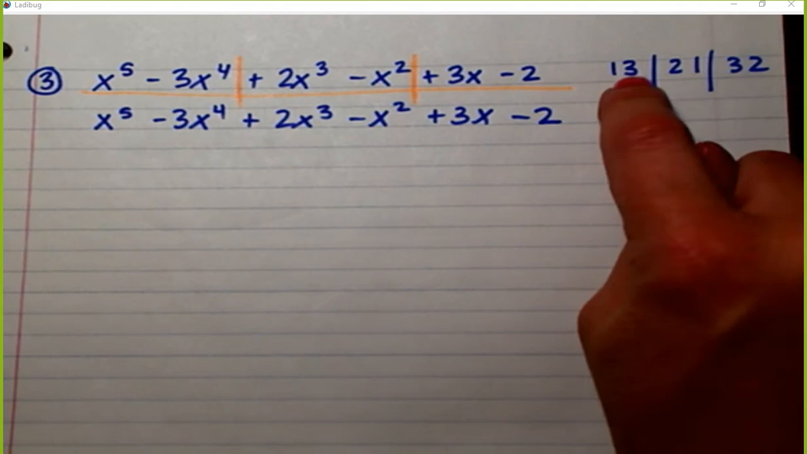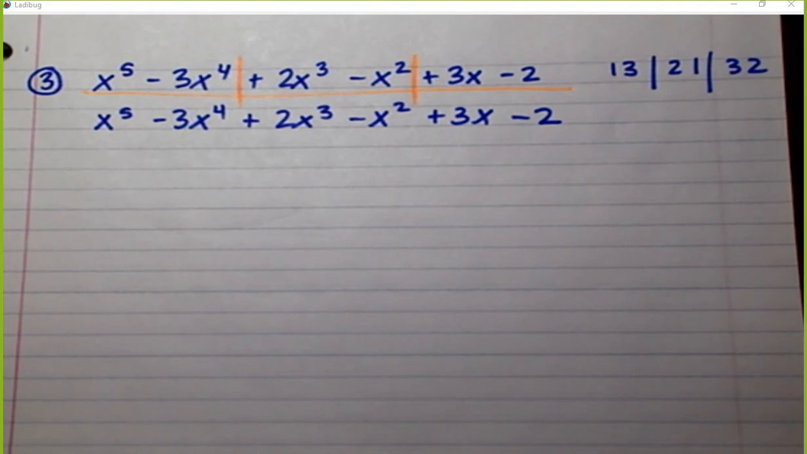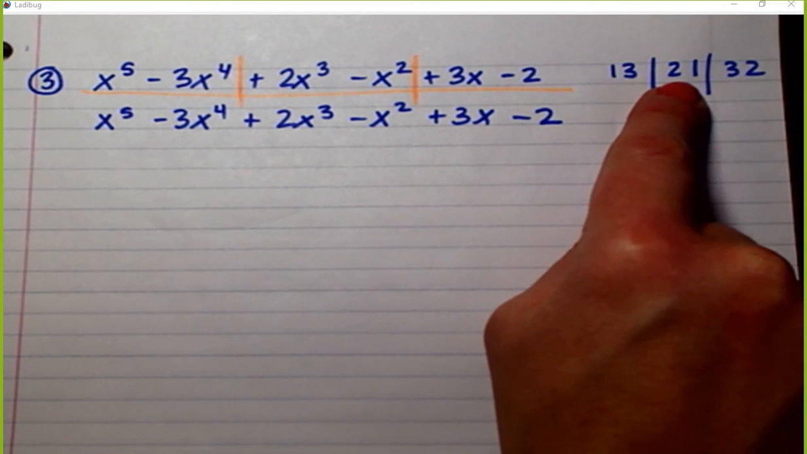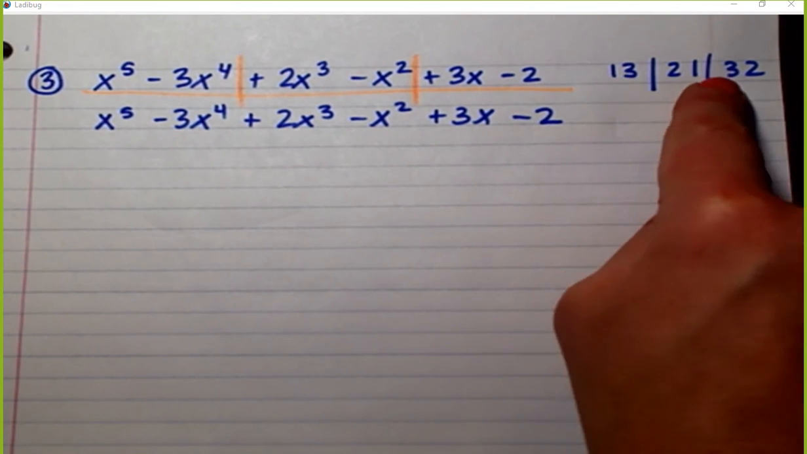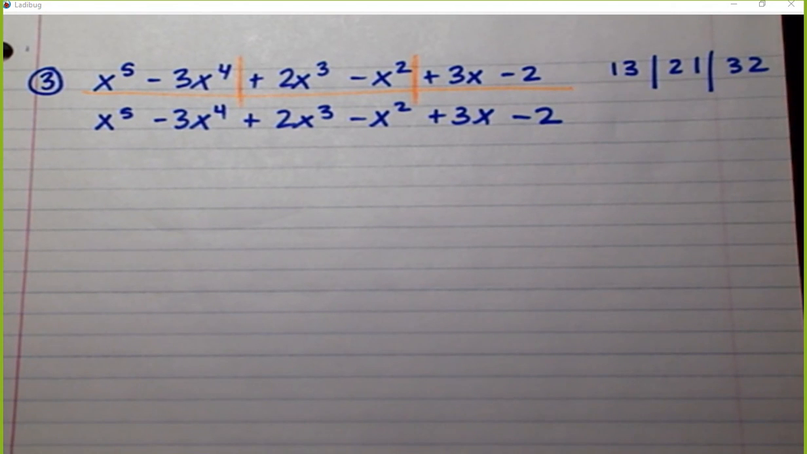Groups of 2, 1 to 3, and 2 to 1. If we're talking ratios, how do you get from 1 to 2? You multiply by 2. How do you get from 3 to 1? You divide by 3. It's not the same. You've got to have the same ratio.